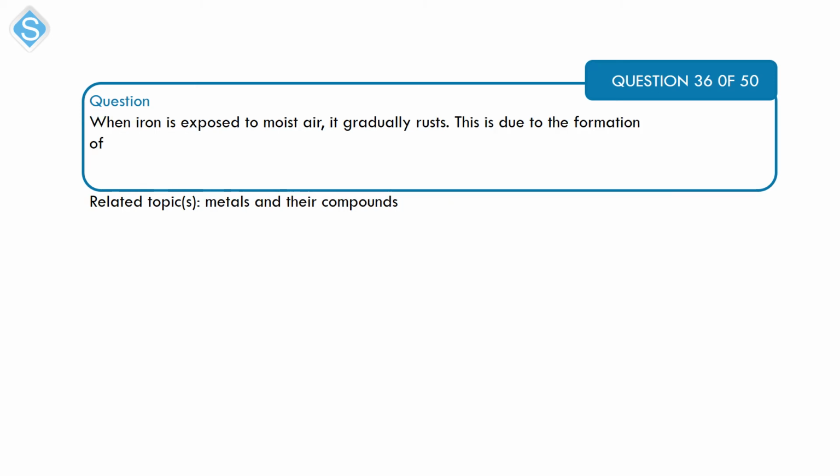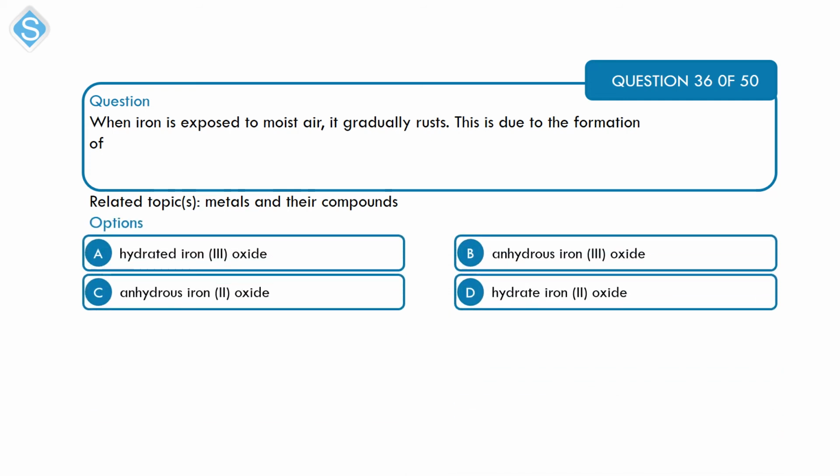Next is yet another question on metals and their compounds. When iron is exposed to moist air, it gradually rusts. This is due to the formation of A. hydrated iron 3 oxide, B. anhydrous iron 3 oxide, C. anhydrous iron 2 oxide, and D. hydrated iron 2 oxide.